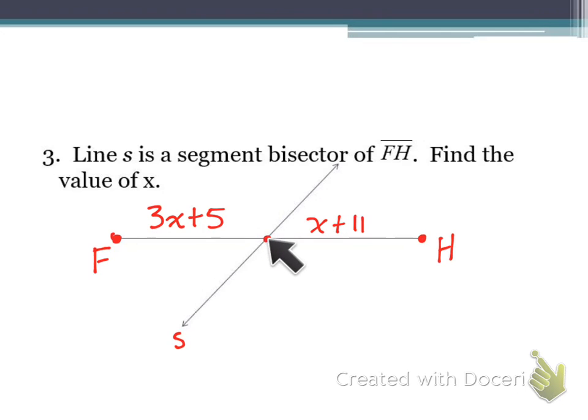If this is the midpoint, this length and this length, that C word that we learned in geometry: congruent. Okay, those two pieces are congruent if it's being bisected. There's a segment bisector. If they're congruent, that means that they should be equal in length.